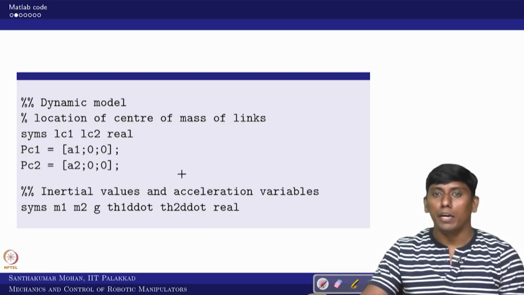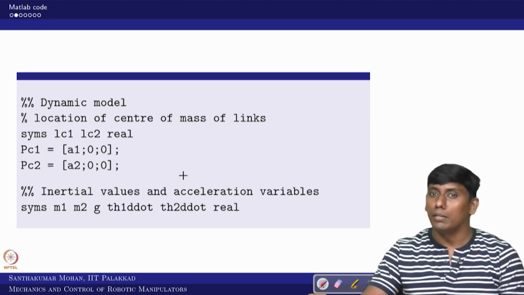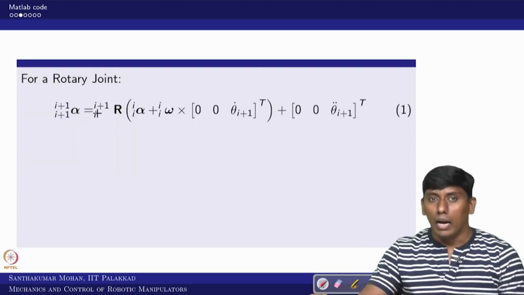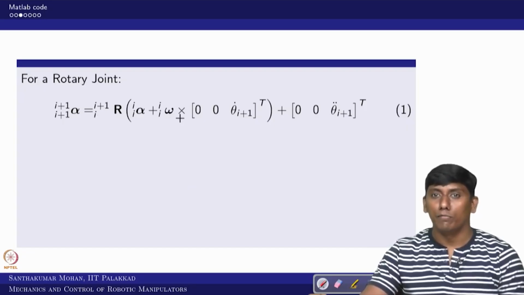Once these are all defined, what we need to do is take the angular acceleration, then the linear acceleration, and then get the inertial forces and moments. That is what we are trying to do. Now the angular acceleration can be written in this form, because this has only rotary joints.